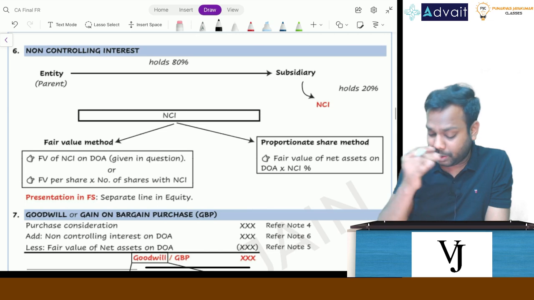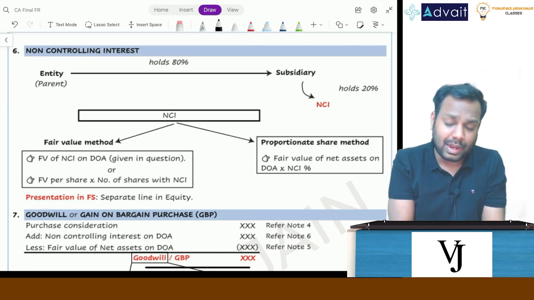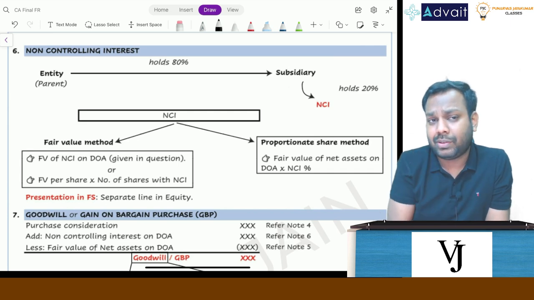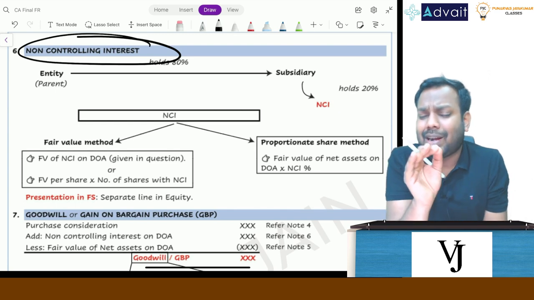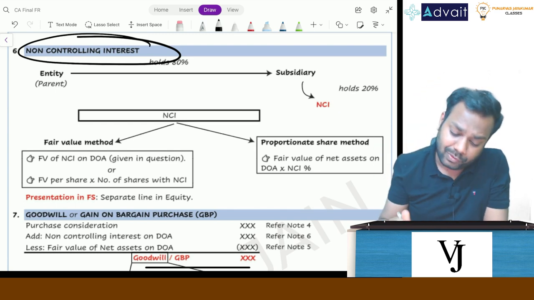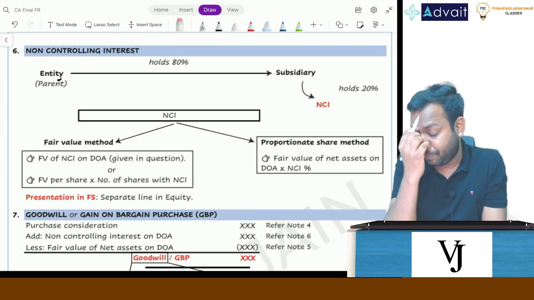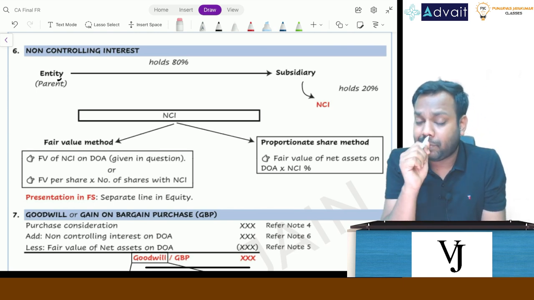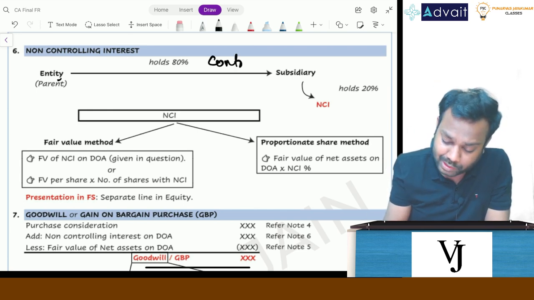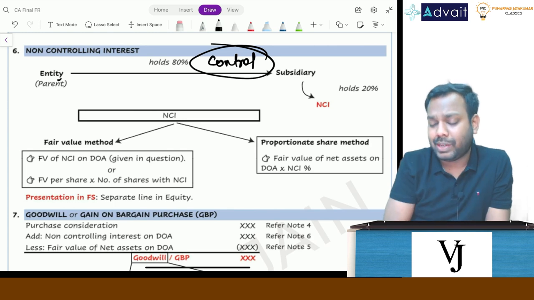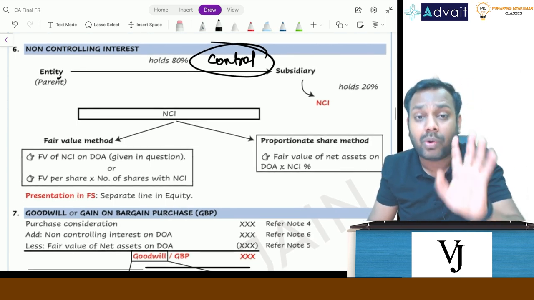Non-controlling interest. First, understand what is the meaning of non-controlling interest. Okay. In my opinion, I feel that generally student doesn't understand the meaning of non-controlling interest. So first, understand the meaning. What happens when the parent company acquires 80% of the subsidiary company? When the parent company acquires 80% of the subsidiary company, it acquires a control.